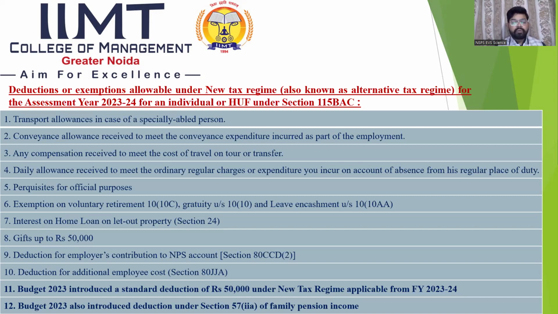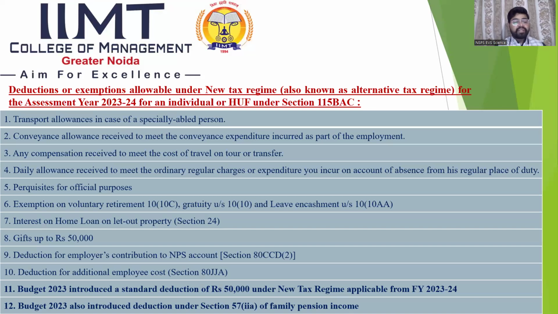Number first is transport allowance in case of a specially abled person. Second is conveyance allowance received to meet the conveyance expenditure incurred as part of employment. Third, any compensation received to meet the cost of travel on tour or transfer. Number fourth is daily allowance received to meet the ordinary charges or expenditure incurred on account of absence from his regular place of duty. Fifth is perquisites for official purposes. Number six is exemption on voluntary retirement under section 10(10C), gratuity under section 10(10), and leave encashment under section 10(10AA).